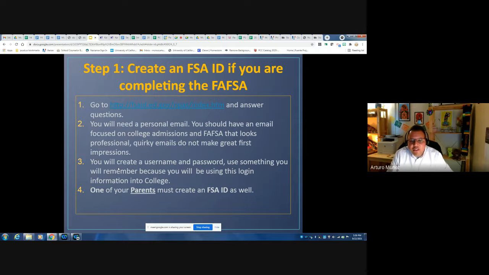You will need your personal email for this. Please, please, please do not use your PUSD email. That email will be going off once you graduate. So for anything with your college or financial aid, please use your personal email. If you do not have one, please start creating a professional email particularly for your applications and your financial aid.